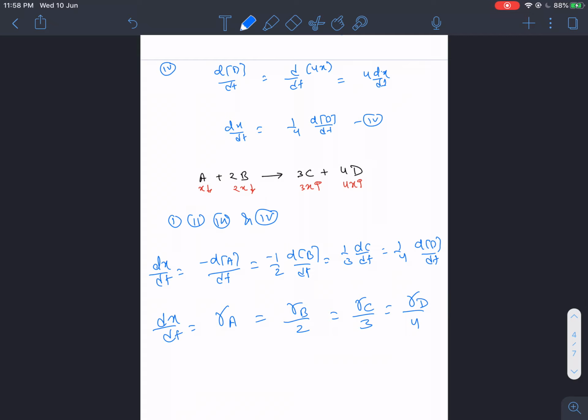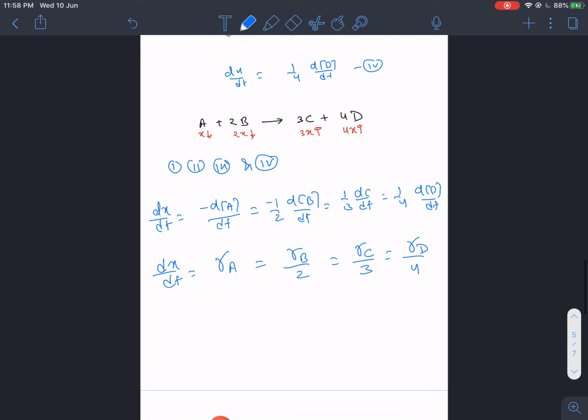So if you want to generalize how they are related, guys, this dx by dt is named as rate of reaction. Per molecule, basically how much time it is taking to consume per molecule. So with what rate molecular consumption is taking place, that is the rate of reaction. Now if you want to relate the rate of reaction with the various components, then rate of A, rate of B, rate of C and rate of D.